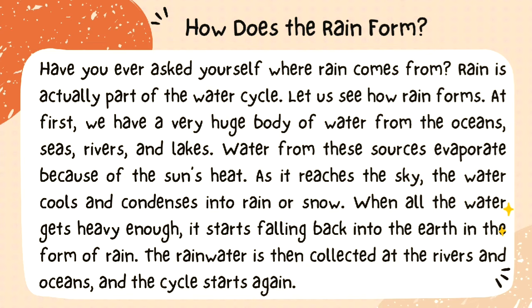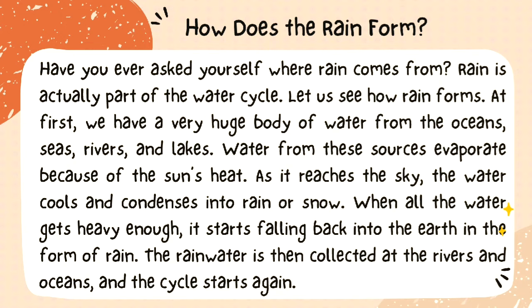How does the rain form? Have you ever asked yourself where rain comes from? Rain is actually part of the water cycle. Let us see how rain forms. At first, we have a very huge body of water from the oceans, seas, rivers, and lakes. Water from these sources evaporates because of the sun's heat. As it reaches the sky, the water cools and condenses into rain or snow. When all the water gets heavy enough, it starts falling back to the earth in the form of rain. The rainwater is then collected at the rivers and oceans, and the cycle starts again.